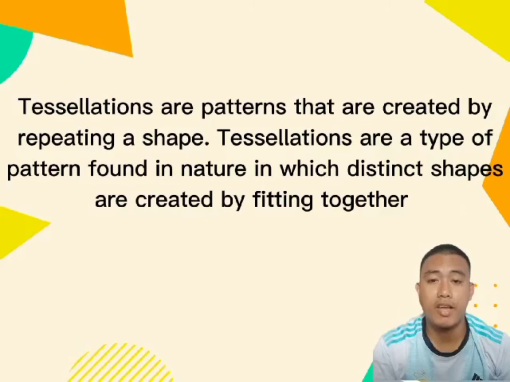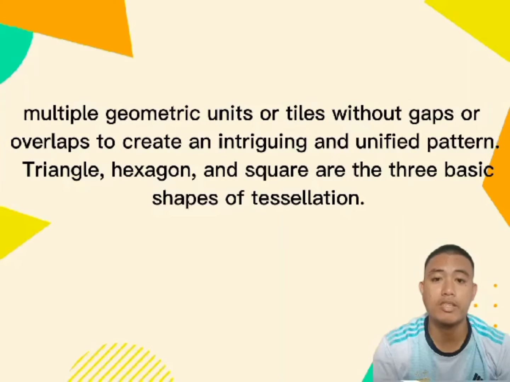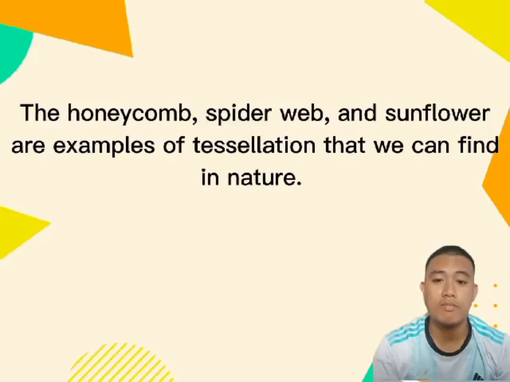Tessellations are patterns that are created by repeating a shape. Tessellations are a type of pattern found in nature, in which distinct shapes are created by fitting together multiple geometric units or tiles without gaps or overlaps to create an intriguing and unified pattern. Triangle, hexagon, and square are the three basic shapes of tessellation. The honeycomb, spiderweb, and sunflower are examples of tessellation that we can find in nature.